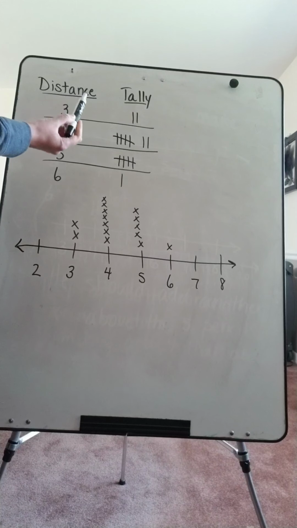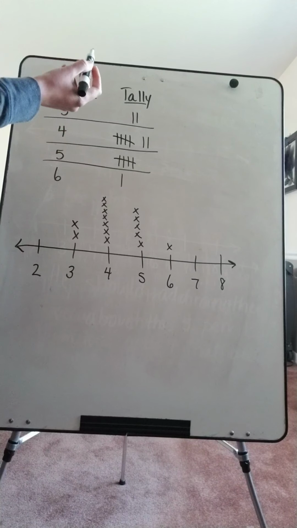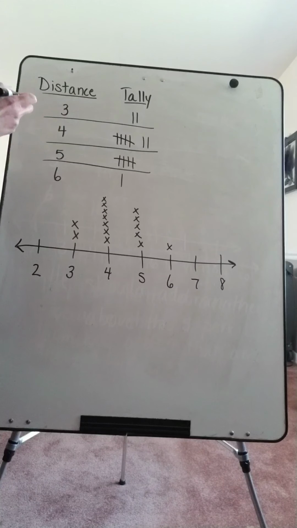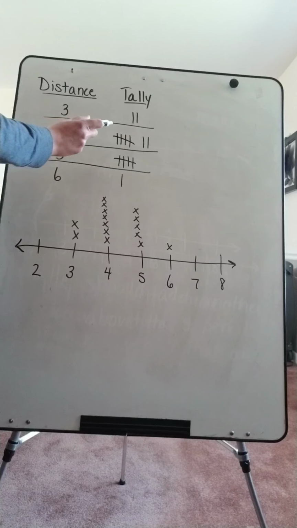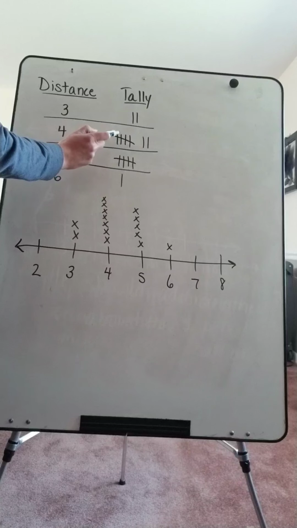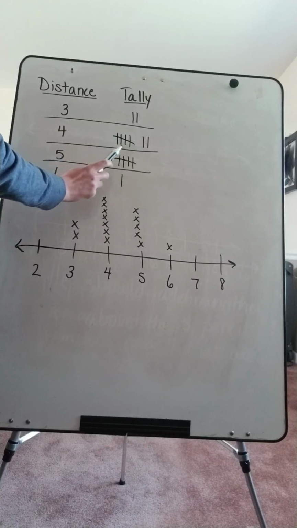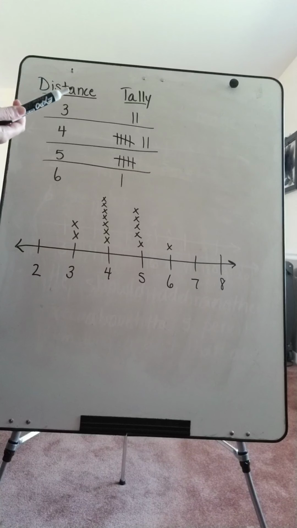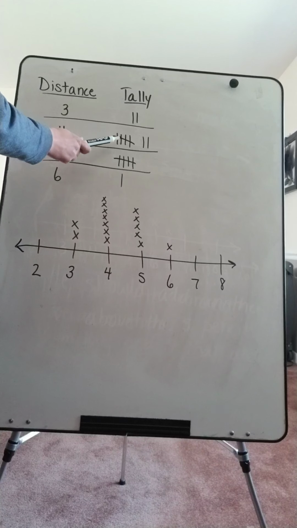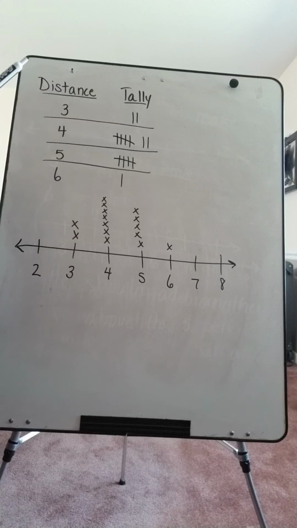Okay, so for each person, you put a line. With tally marks, when you have 5, you do 4 vertical lines, and then the 5th one is a slant. It makes kind of like a bundle because it's easier to count by 5s. When you see this, you know it's 5.